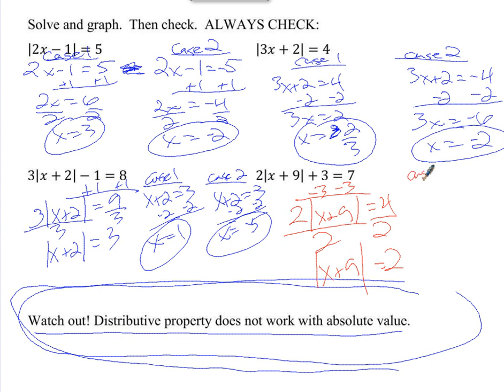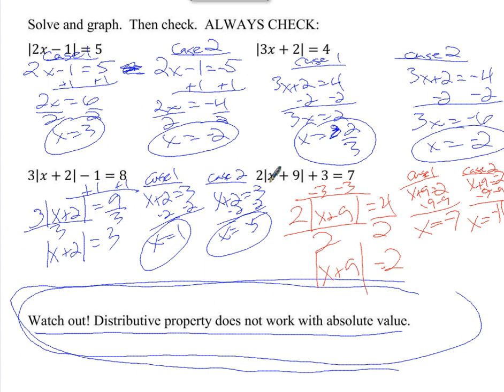Good. Case 1, case 2. Case 1 is. Case 2 is. Good. Squeeze it in there. Now what? Got to subtract 9 from both sides. X equals negative 7. On this one, subtract 9 from both sides. X equals negative 11. Now what?